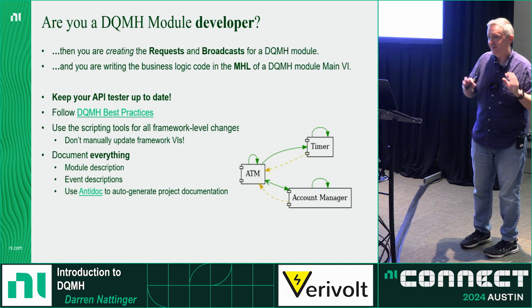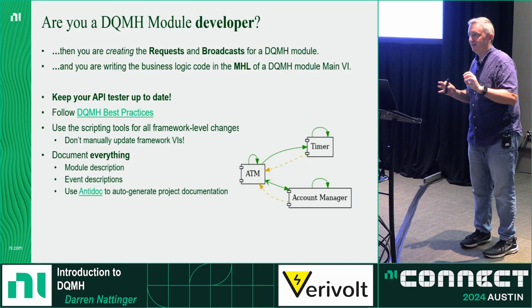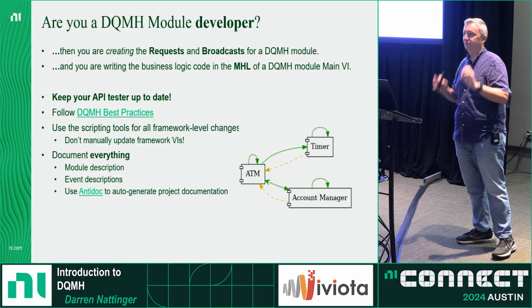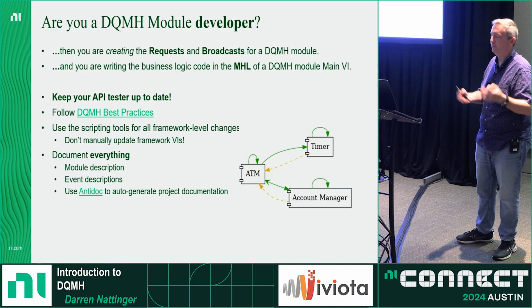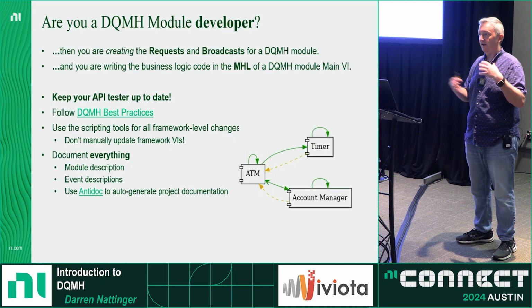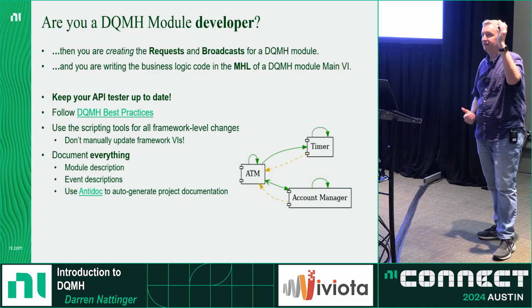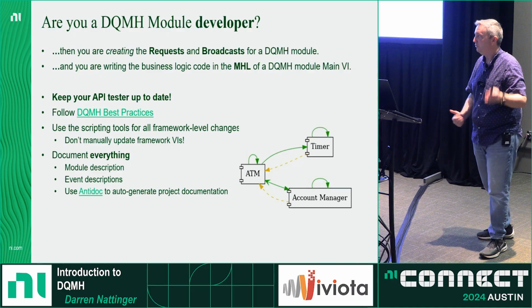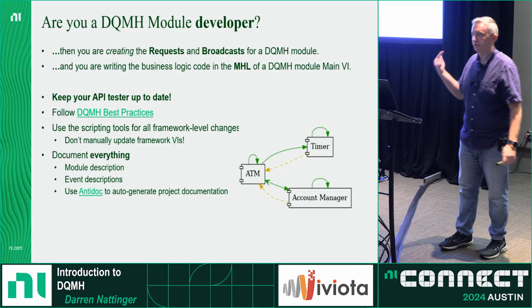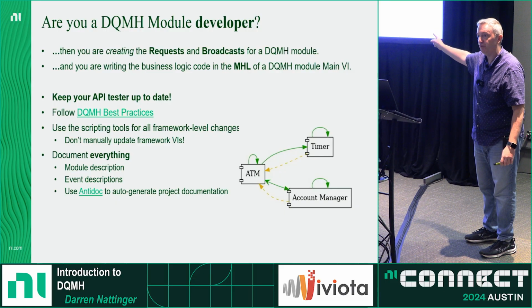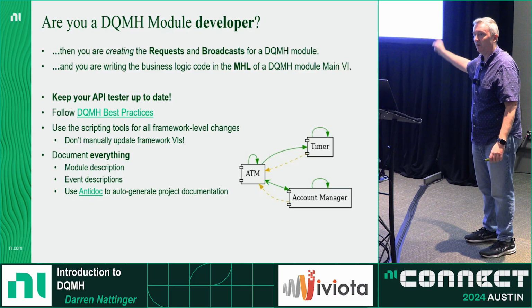One of the reasons that it makes a lot of sense to document everything is because there is a tool available called AntiDoc. It is a free tool. It is on vipm.io. I've got a link in the slides, or you can just search for AntiDoc. This tool will automatically generate project documentation for you. Descriptions of all your modules, descriptions of all your requests and broadcasts, and it makes this really cool diagram that shows the relationships between all of your modules.